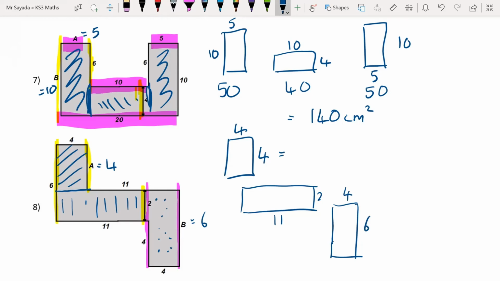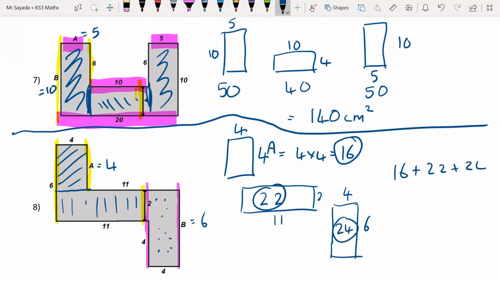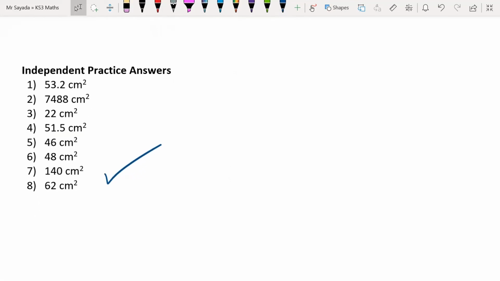Let's just draw a line so we don't get confused between the questions. The area of this one is 4 times 4, which is 16, A for area. The area of this one is 11 times 2, which is 22. The area of this one, 4 times 6, which is 24. Add them together, 16 plus 22 plus 24 gives us 62 centimeters squared. Just going to double check that those are the right answers. Yes, they are. So we've now learned how to find the area of compound shapes.